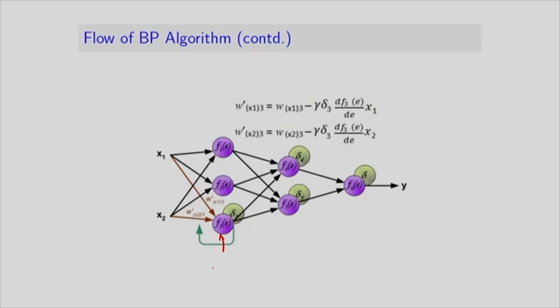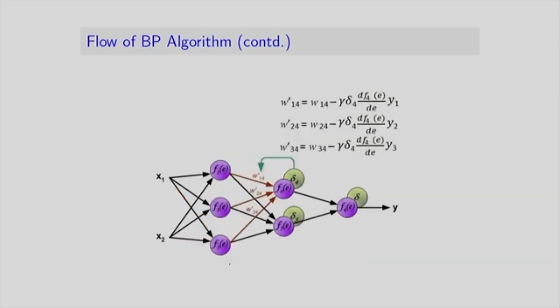So I am repeating this. During the back propagation, I am moving from the output side to the input side. That means I am moving in this direction, and I am computing the gradients. Based on this, the weight updation rules, I am updating the weights. So that is the concept of the back propagation training algorithm.